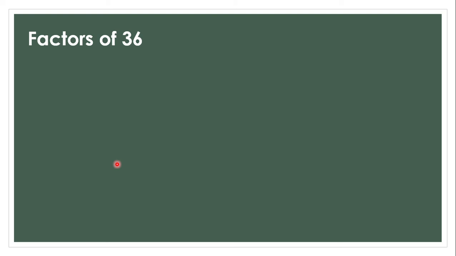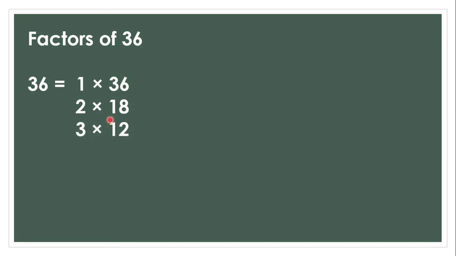Then factors of 36. Same way, 1 into 36. And when you don't know in which table the 36 will fall, what you can do is divide this number by 2. You will get the quotient as 18. So directly you can write it as 2 into 18. Okay.